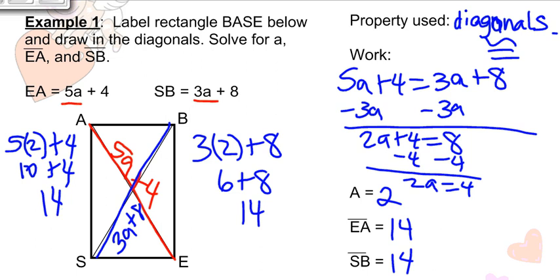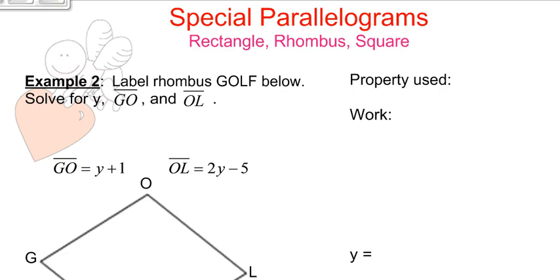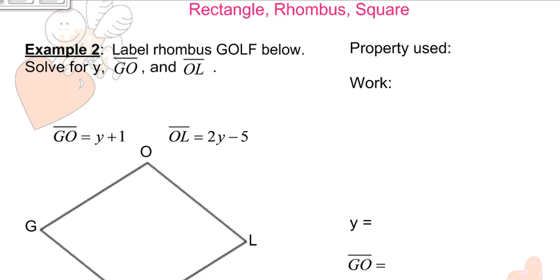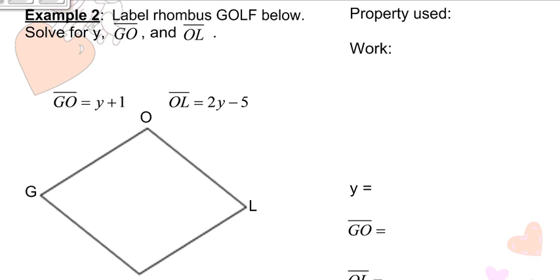Again, if you have any questions on this, please circle where you got confused, or write a question on the side and we can talk about it in class. The next example that we're going to look at is talking about a rhombus. So we're thinking about the properties of a rhombus and the properties of a parallelogram. Okay, they tell us that we are solving for y, GO, and OL.